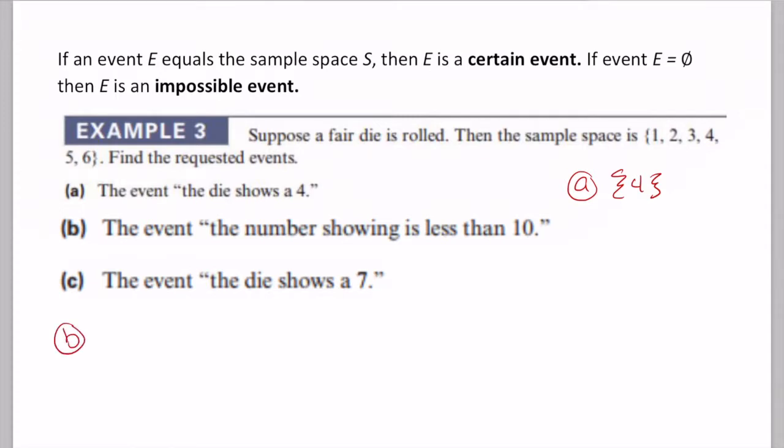For B, the event: the number showing is less than 10, which is all of our possible outcomes because all possible outcomes go from 1 to 6. So for B, it's 1, 2, 3, 4, 5, and 6. And finally for C, the event: the die shows a 7, and that's going to be the empty set because our die goes from 1 to 6, leaving the 7 out.